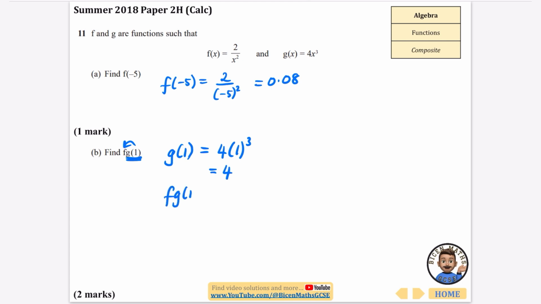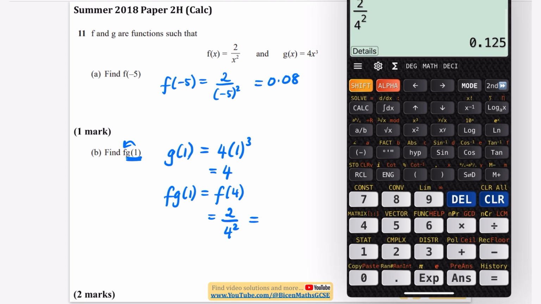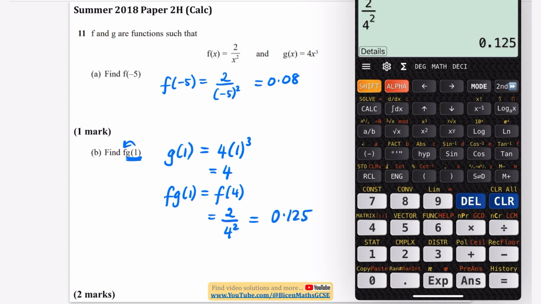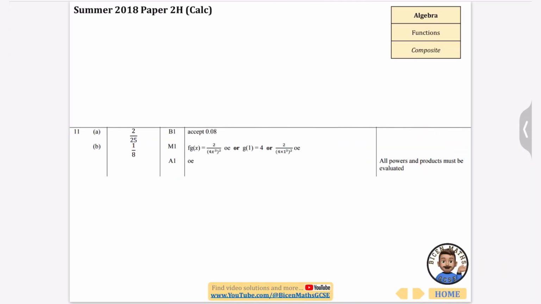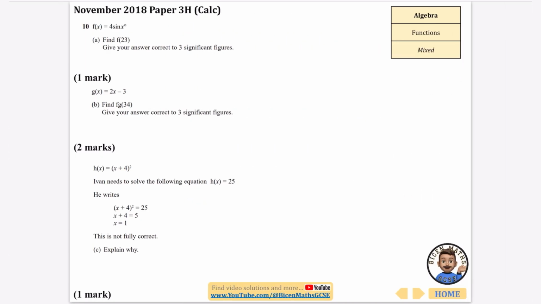So f of g of 1 is actually saying put 4 inside f, which means it's 2 divided by 4 squared. I'm going to be lazy and put it on the calculator because that's what it's for. It's a calculator paper, and 2 divided by 4 squared is 0.125, or of course you could write that as a fraction as 1 over 8. So let's double check we've got these. So we've got 0.08 and 1 over 8, the equivalent of that is also 0.125. So it doesn't really matter which way you want to go for this.